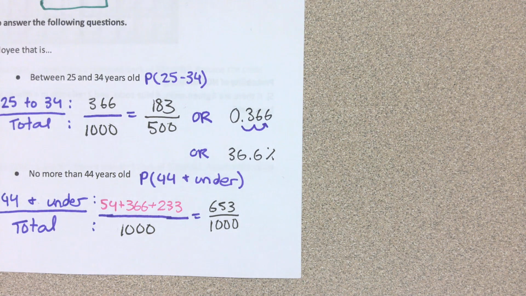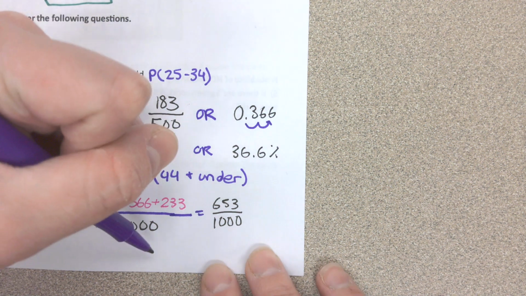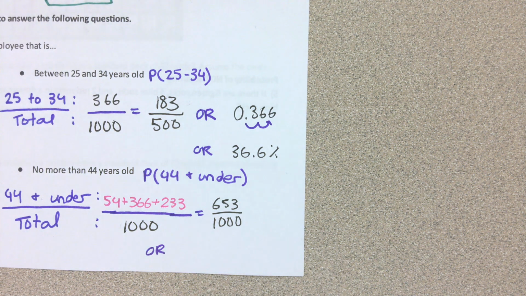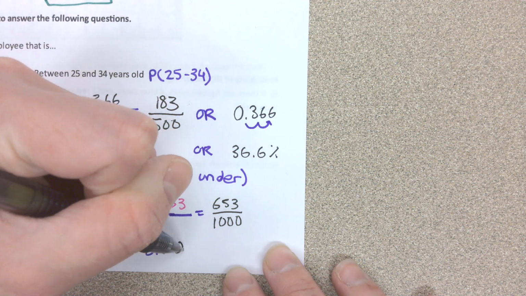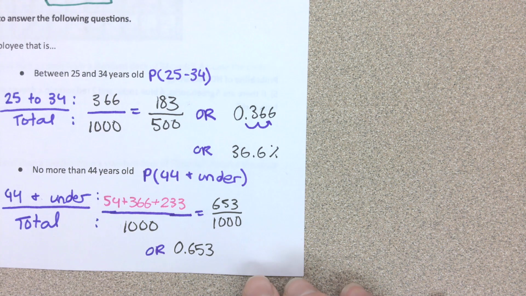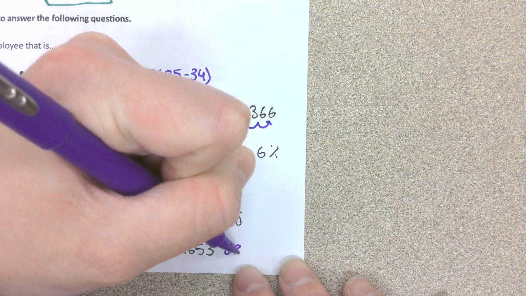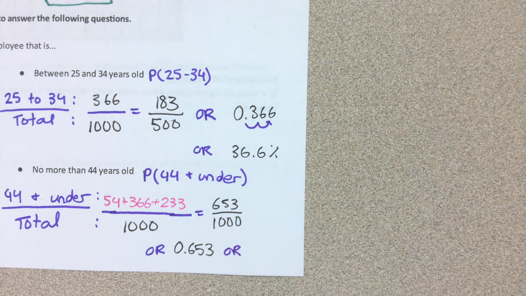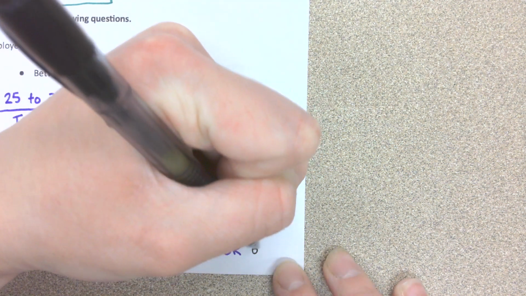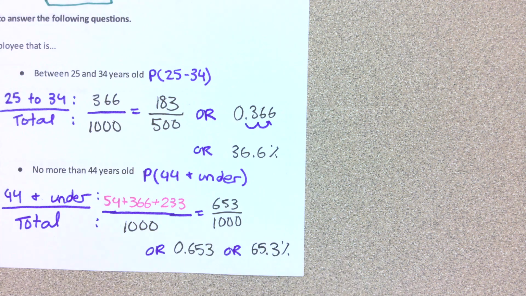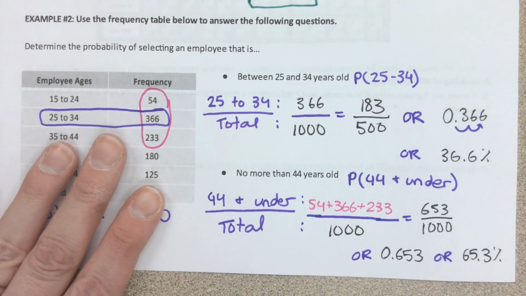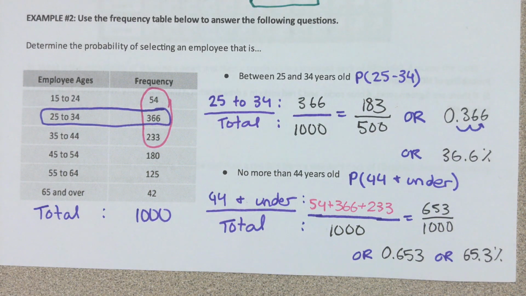Let's go through the other two representations real quick. Or if we make that a decimal, it's 0.653. Or if we make that a percent, we move the decimal 2 times to the right, we get 65.3%. So those are the three answers. Questions over the table, the representations, fraction, decimal, percent. If you got that all down, you can move on to the next page.